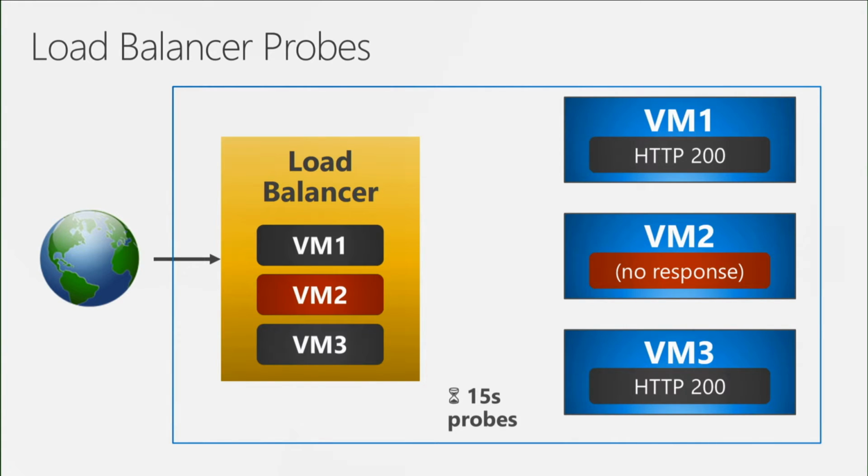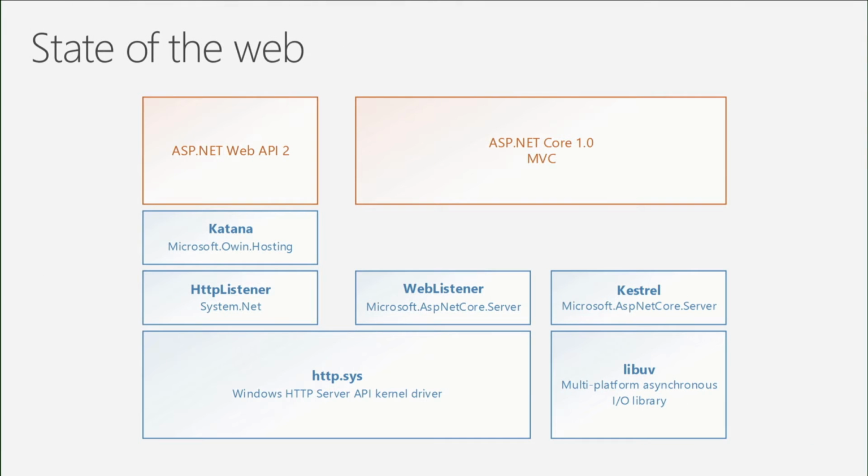If that VM starts responding again, it still keeps getting probes every 15 seconds. So if it comes back to life, then the load balancer will direct traffic again. All right. We're getting low on time, so I'm going to breeze right through this. Go for it. This is just because this has gotten awfully confusing lately.